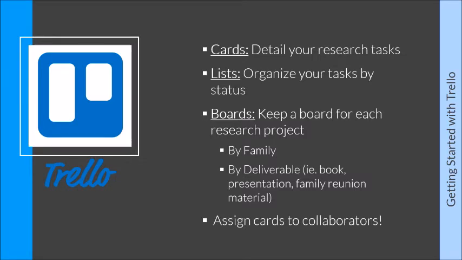Now, there are a couple of different ways that I can imagine a family historian or a genealogist could use a board in Trello. You could do it by family, and so everything on that one board is related to that particular family. You could do it by deliverable, like if you're working on a book, that whole board could be dedicated to all of the items that you need to do to create that book. You can also assign cards to collaborators, as I mentioned before. So you can share boards with anyone you're working with, and you can assign them to specific cards. And you can easily see the progress that people are making on those cards.